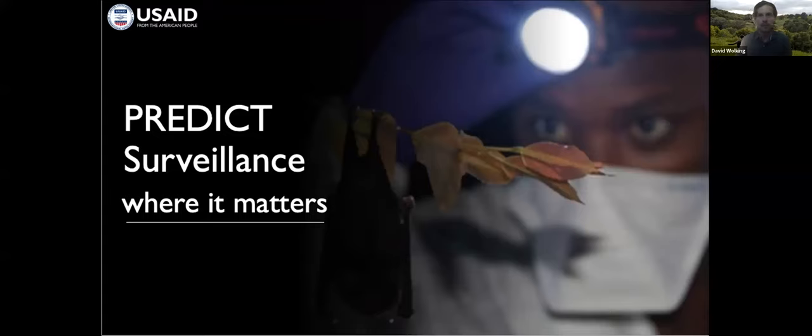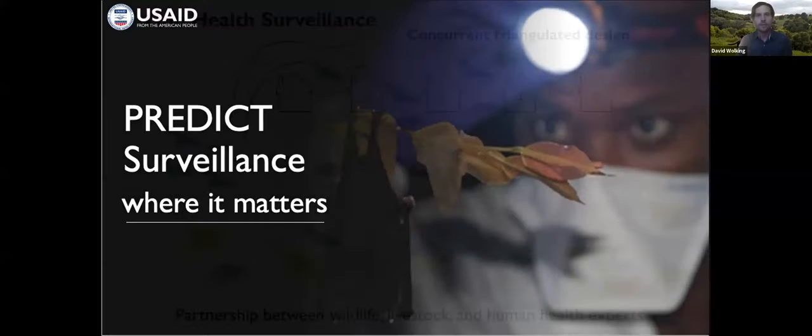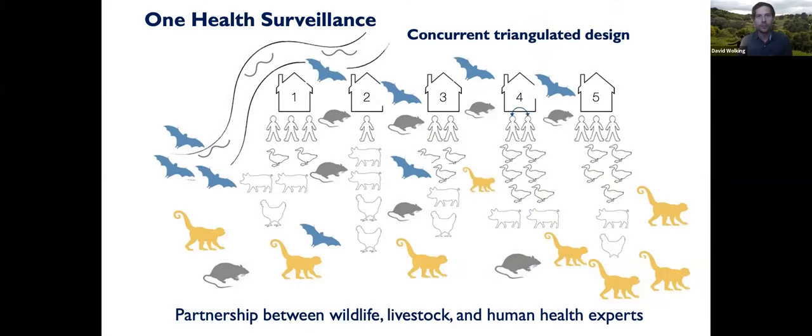Grace is a veterinarian. James is a public health expert. Pranav is a bioinformatician and a mathematician. Bringing us all together on teams to work on these problems is how the PREDICT team built a really interesting platform and network that allowed us to do some great work.